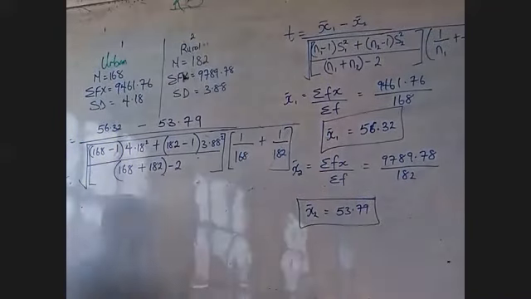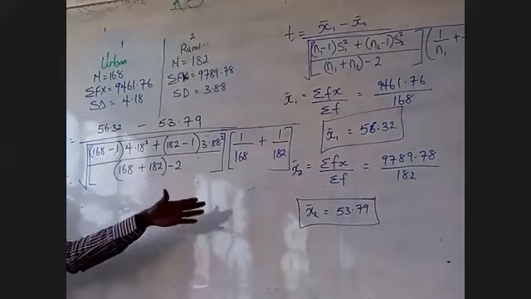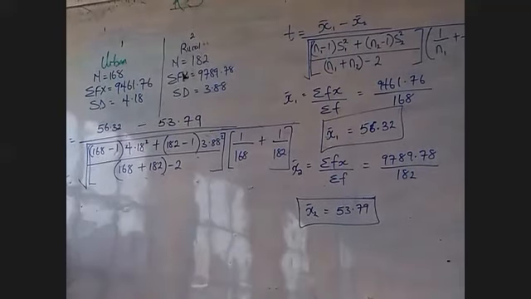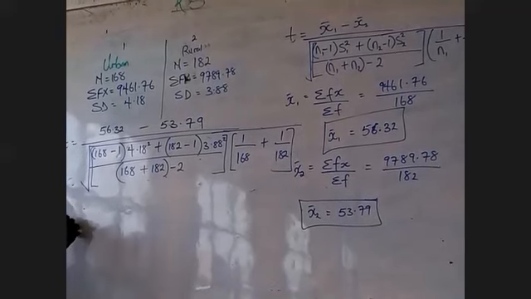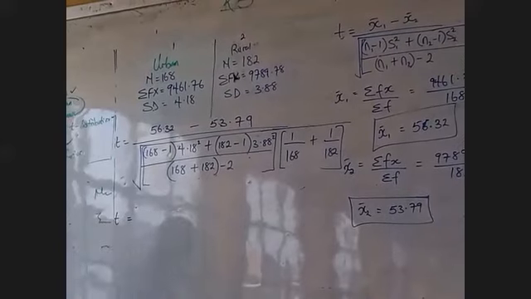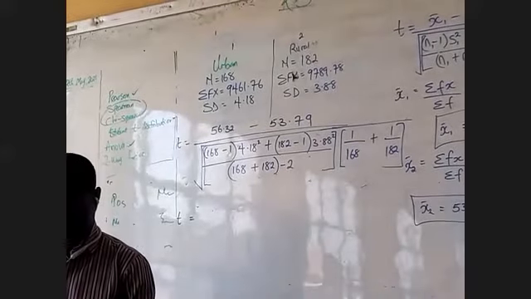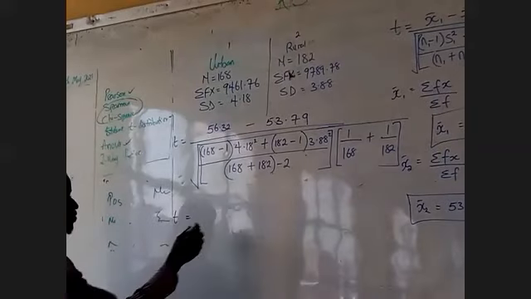Remember, this square root is covering everybody. I hope this is clear. I only imputed those values into the formula. That's what I did. So now let's calculate. T now becomes, let's calculate our numerator: 56.32 minus 53.79. That's 2.53.